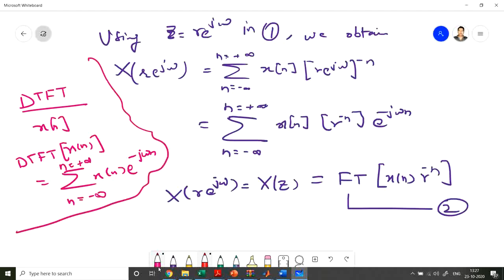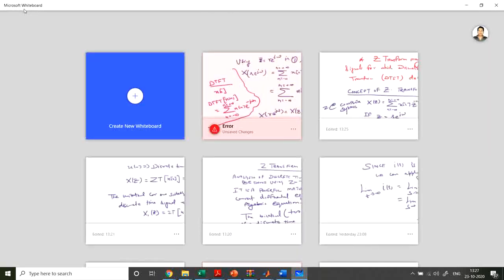So here we have e raised to the power minus j omega n. This whole term we can take as input. So this is nothing but the discrete time Fourier transform of x[n] r raised to the power minus n. Let this be equation number 2.